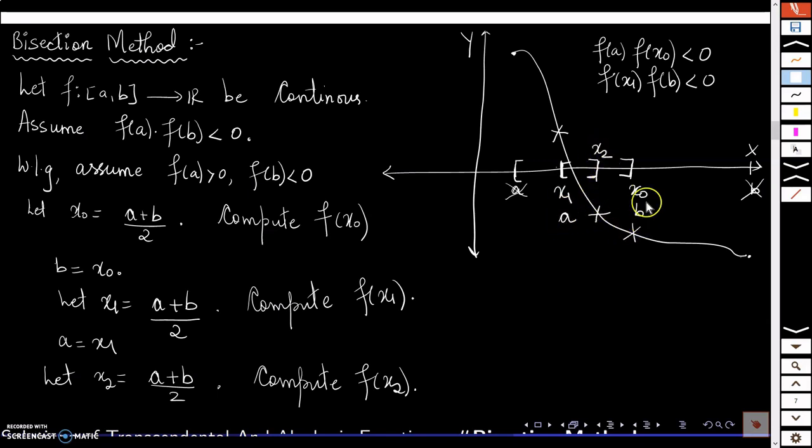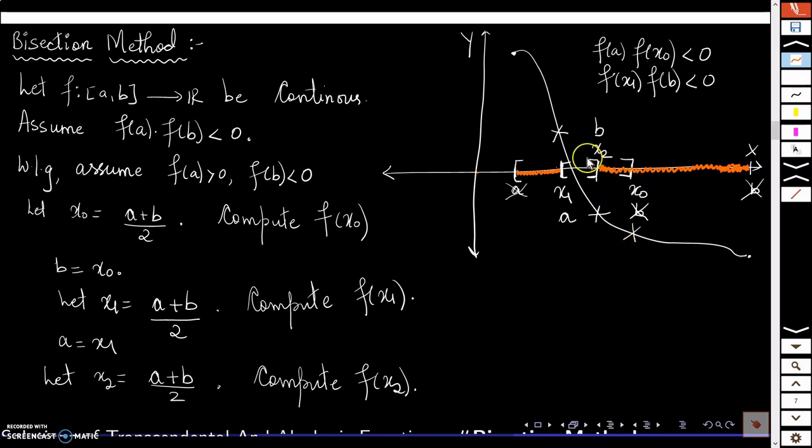x2 is this point now. So I will remove this b from here, and x2 I will name it as b, right? So whatever I'm marking in red now has been discarded from the original interval AB. At this stage, we are here. Whatever I'm marking right now has been discarded, and we right now have the new interval AB, which is far smaller than the original interval AB.